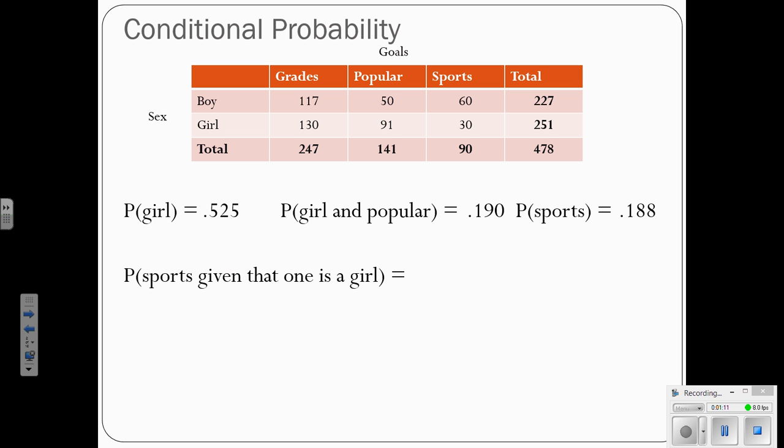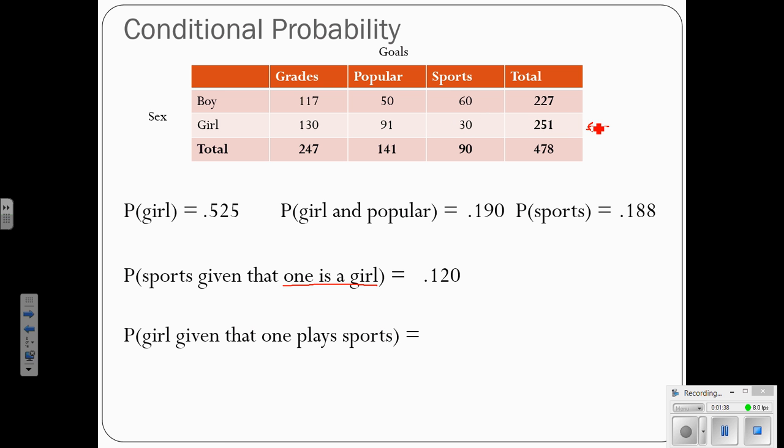So what's the probability that the individual's focus is sports, given that we know that they are a girl? Now all of a sudden things have changed a little bit for us, where we actually know something right away about it: we know that we picked a girl already. So in other words, we're going to be in this row right here. There are 30 girls that are focused on sports, so 30 out of 251 is 0.120.